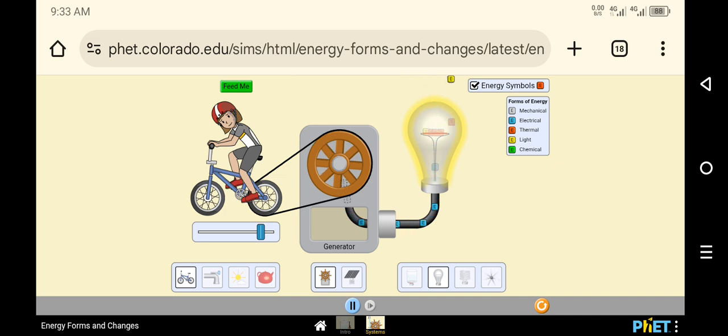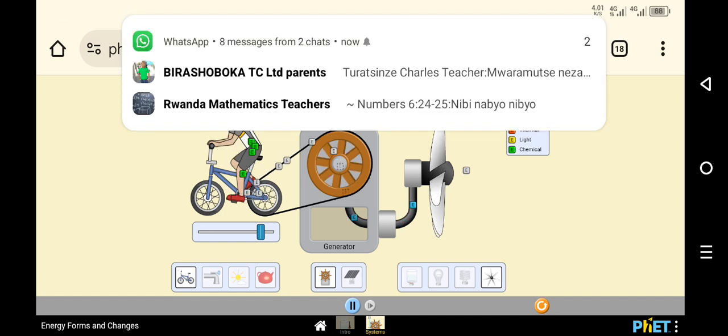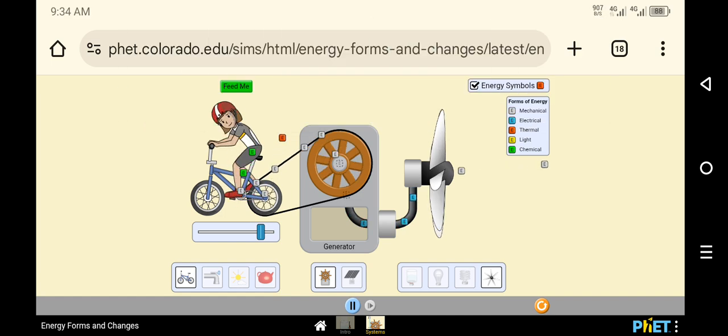Instead, we can connect another device, another transducer. We can connect this ventilator. Now, when you feed this man, the chemical energy is transformed into mechanical energy. Mechanical energy in the generator will lead to electrical energy. Then we can see what is happening now: the electrical energy is converted to mechanical energy.